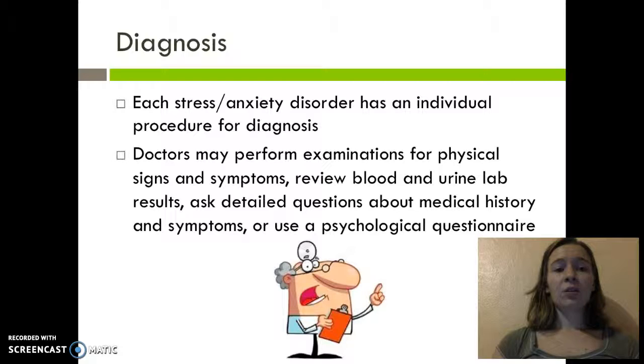So in order to diagnose stress and anxiety disorders, there are a lot of different procedures depending on the disorder, but some examples of what steps you may have to go through in order to be diagnosed would include a physical signs and symptoms examination. Doctors can order blood and urine samples to be taken, and they'll look at the lab results. So they'll look at things such as your hormone levels, like your cortisol could be really high, which would be an indicator of stress. They'll ask detailed questions about medical history and symptoms, and they can use psychological questionnaires to see what your mental status is.